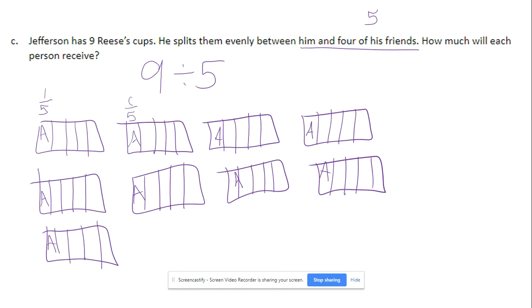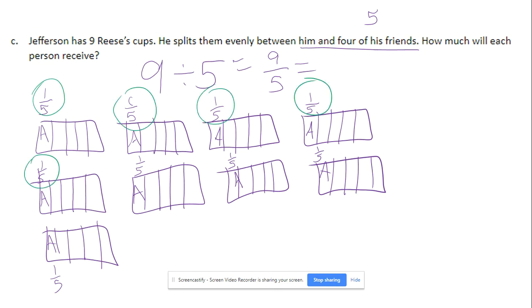So that's 1/5, 2/5, 3/5, 4/5, 5/5, or 1 whole, 6/5, 7/5, 8/5, 9/5. So that means that our answer for how much each person receives is 9/5, or we can rewrite this as a mixed number. So here's 1, 2/5, 3/5, 4/5, 5/5. That's 1 whole and 1, 2, 3, 4/5 left over.